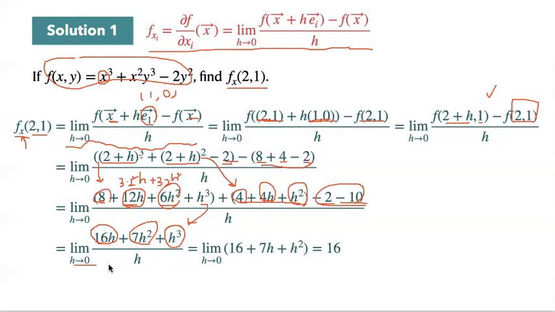So yes, this one can be presented like this, right? So we can say that when h goes to 0, the remaining terms vanish, so this limit must be 16. So we can say that our partial derivative with respect to x at the point (2, 1) is 16. Okay, great.